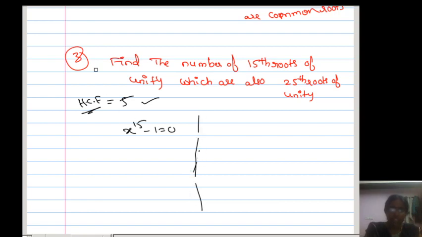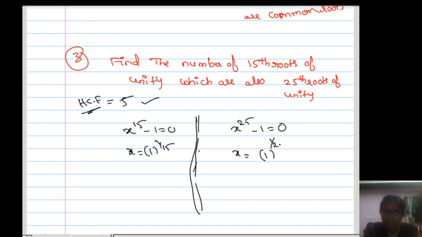So if you divide into two parts, you can observe here: x^25 - 1 = 0. This is the 25th root of unity, and the other is the 15th root of unity. So how to find x? Here x = 1^(1/15), and here x = 1^(1/25).